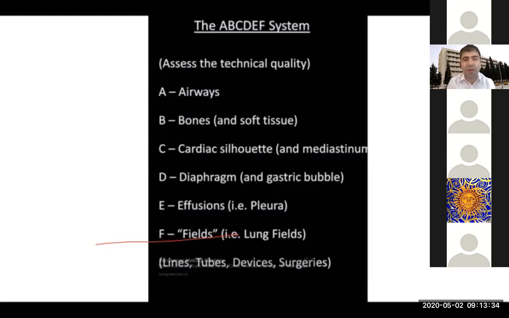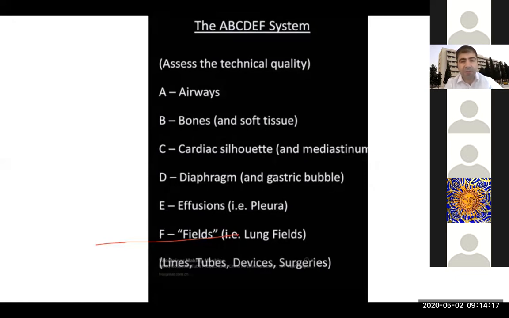We have a mnemonic, the A, B, C, D, E, F system. This is just to remind the doctor not to miss any part of the chest X-ray, to make interpretation easier. So A is airway, where we check the bronchi, for example. B is bone and soft tissue, so we have to check the bones. And C is cardiac silhouette and mediastinum.